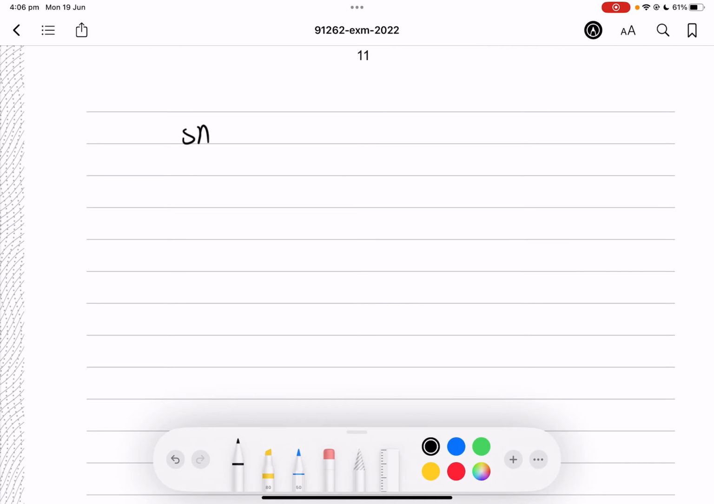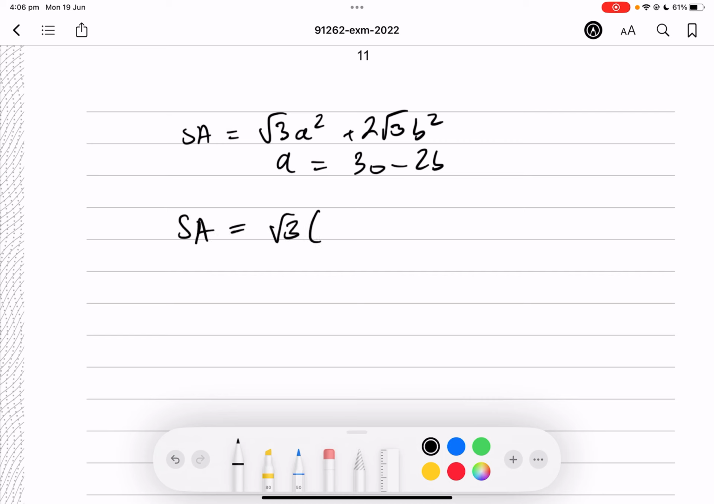Okay, so continue here. Our SA, surface area, equals square root of 3 a squared plus 2 root 3 b squared. And we just got that a is equal to 30 minus 2b. So therefore, we're going to plug a equals 30 minus 2b into the surface area function. So SA equals square root of 3 times (30 minus 2b) squared plus 2 root 3 b squared.